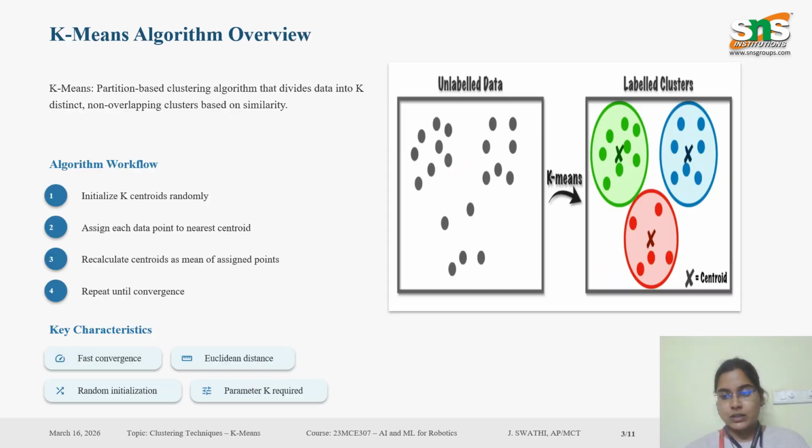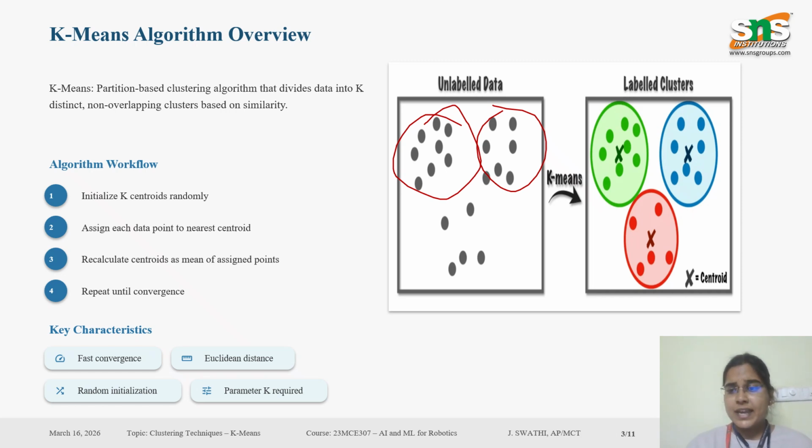the K-means algorithm. The K-means algorithm overview: it divides the data into k distinct non-overlapping clusters depending upon their similarity. We have unlabeled data and we form groups of data depending upon k. If I give k equal to 2, it forms two groups. If I give k equal to 3, it forms three groups. Initially, it initializes k centroids randomly, assigns each data point to the nearest centroid, recalculates the centroids as the mean of the assigned points, and repeats until convergence.